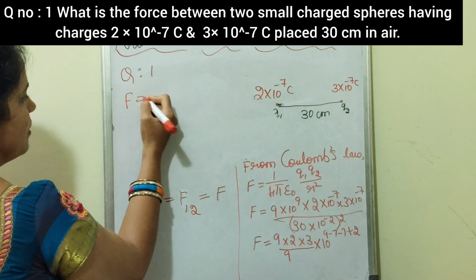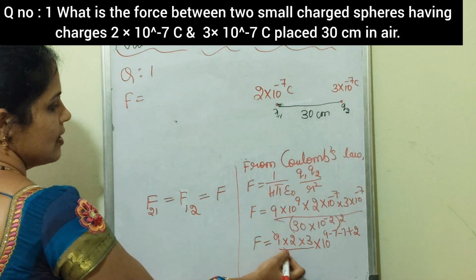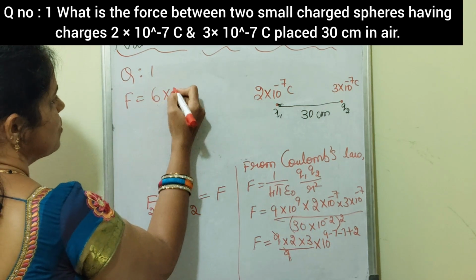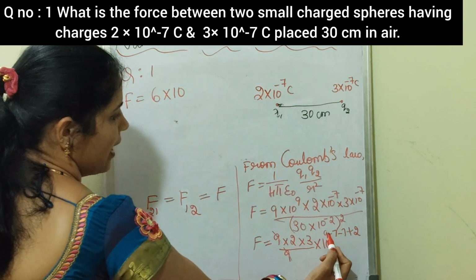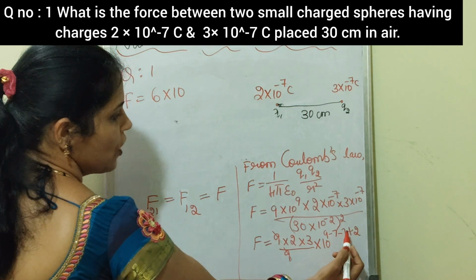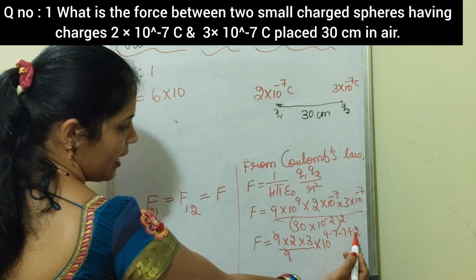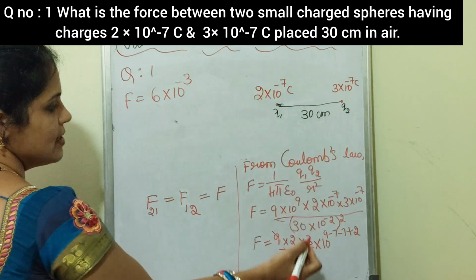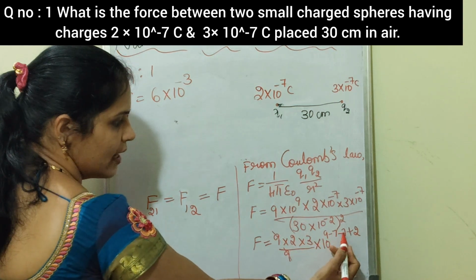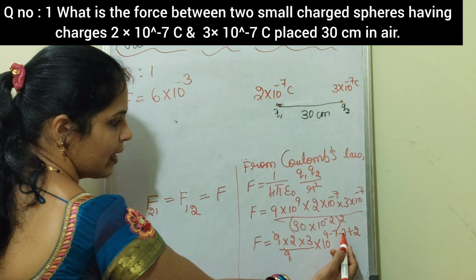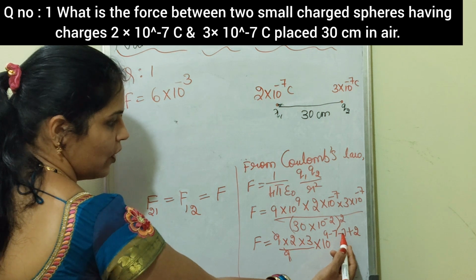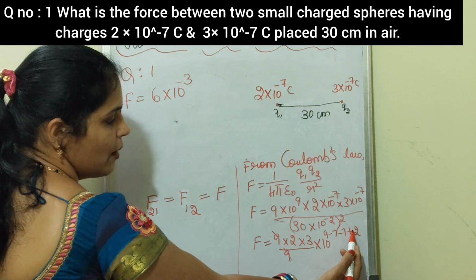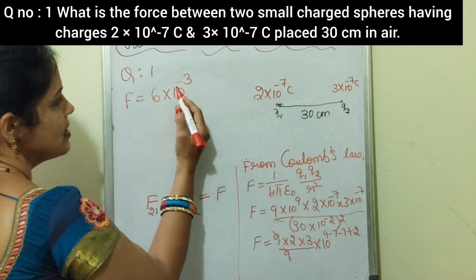So I'll write here F is equal to 9 and 9 get cancelled. The common term which gets cancelled, 2 3s are 6 into 10 to the power. See, 9 minus 7 is 2. Okay, 2 plus 2 is 4. Right? And 4 minus 7 is minus 3. 10 to the power minus 3. Or you can add these negative terms, that is minus 7 is minus 14. Okay. Minus 14 plus 2 is minus 12. Minus 12 plus 9 is minus 3.